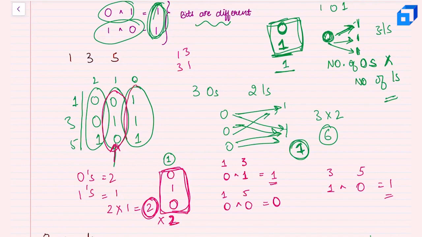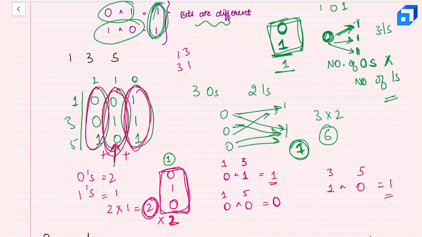So I'll be calculating this for this bit position, whatever my answer is. Then I'll be adding it to this bit position's answer. Then I'll be adding to this bit position. So essentially, I'll be adding all the answers bitwise.